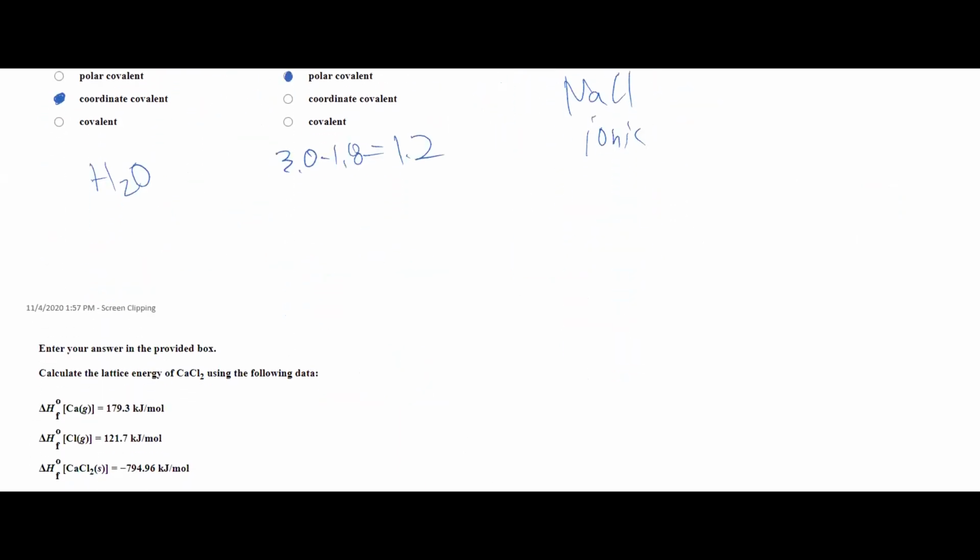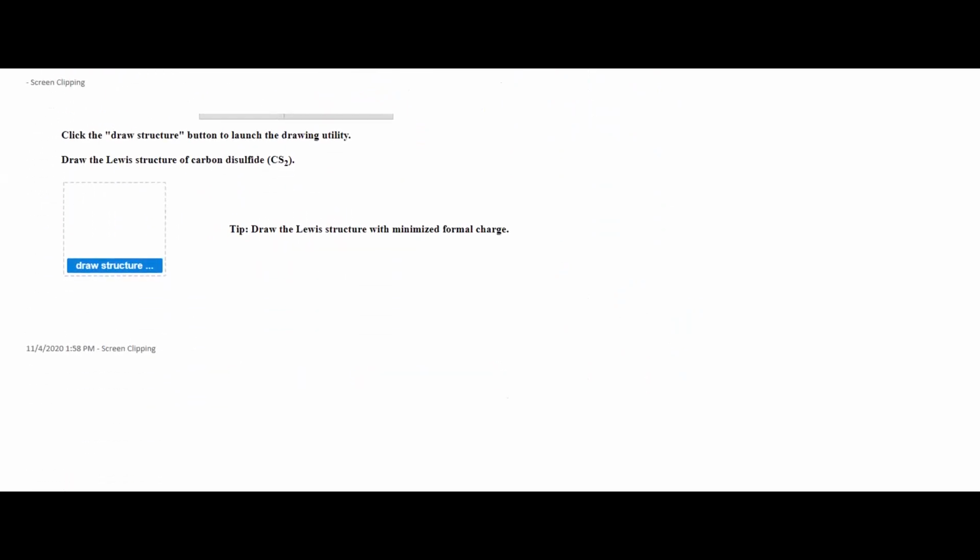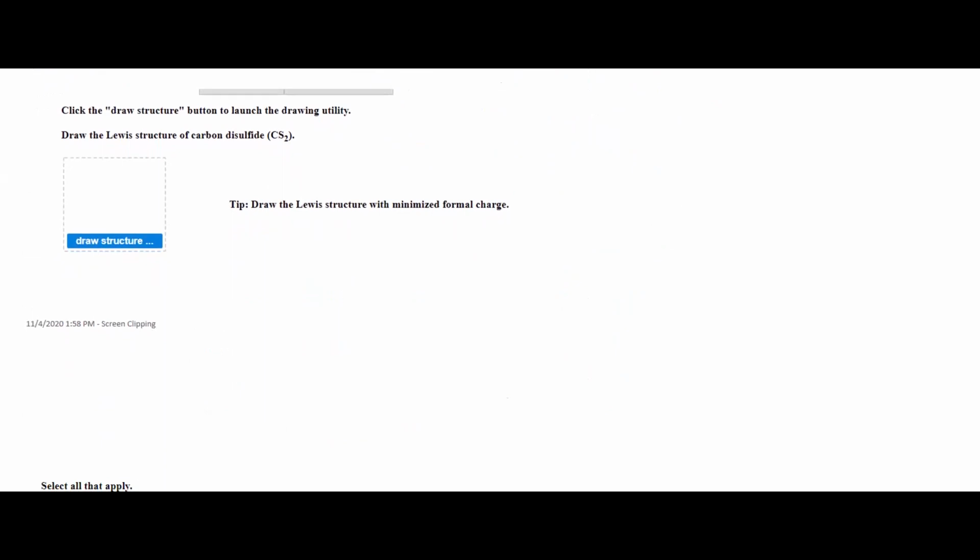All right. We're going to come back to this one in a second. Instead, I want to go ahead and finish off our Lewis structures. So let's look at carbon disulfide. We should have 4 electrons from our carbon plus 2 sulfurs, and each sulfur is 6. So that gives us a total of 16 valence electrons.